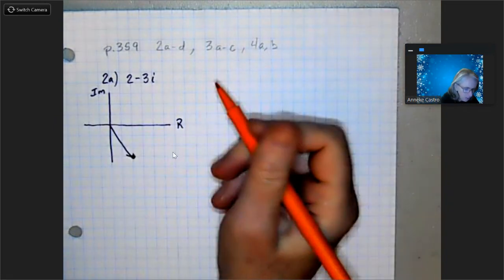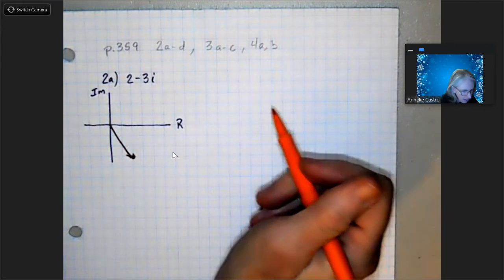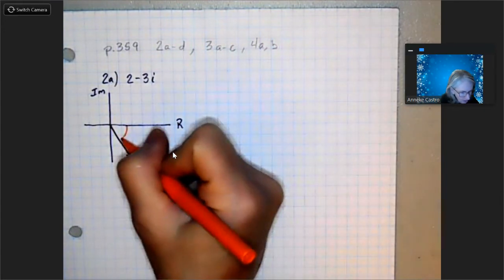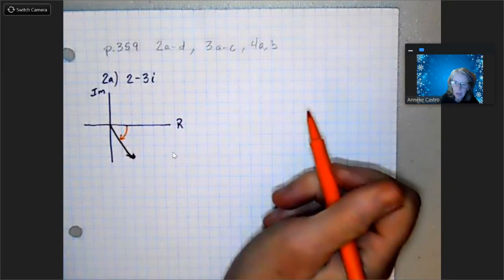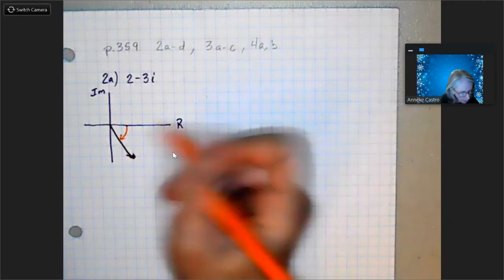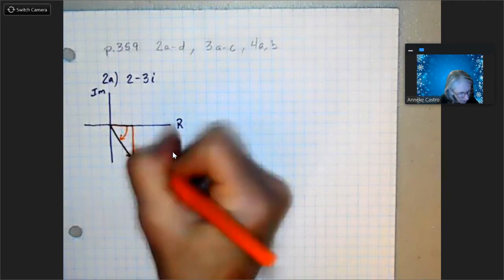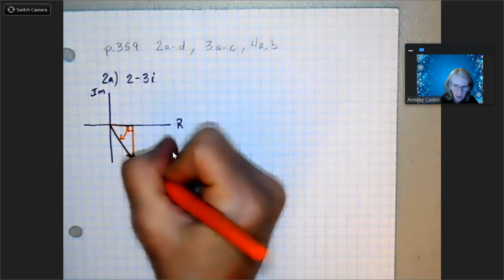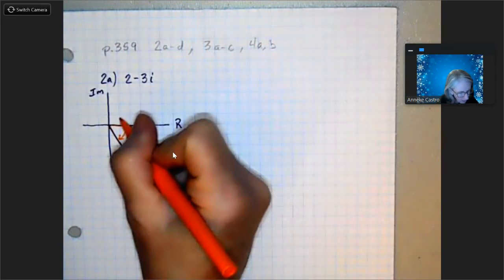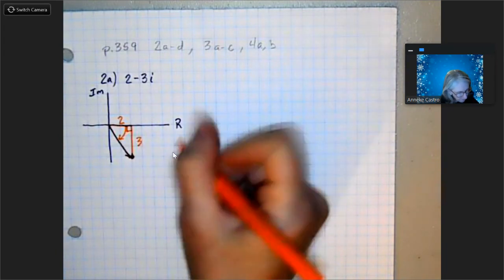point, in terms of magnitude, so how long the vector is, and direction, which is the angle from the positive x-axis. Okay, so in order to find the magnitude, well, I can draw in my little right triangle, and the magnitude is the length of the vector. So I know this side is 2, this side is 3, so I can use the Pythagorean theorem.